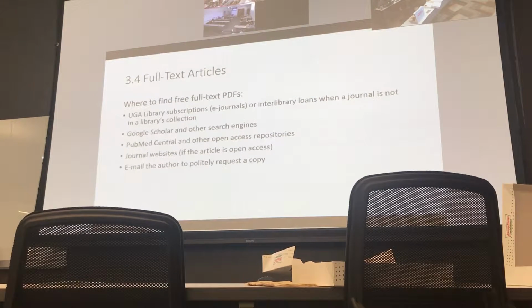The other thing I do sometimes: say I check at UGA and UGA doesn't have it. I check interlibrary loan and it doesn't have it. I look at PubMed Central and it doesn't have it. The other thing you can do is this: when you publish a journal article, you usually have to give your contact information so that somebody can follow up with you or request a copy of the article.